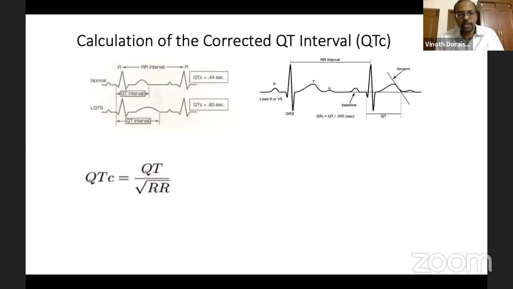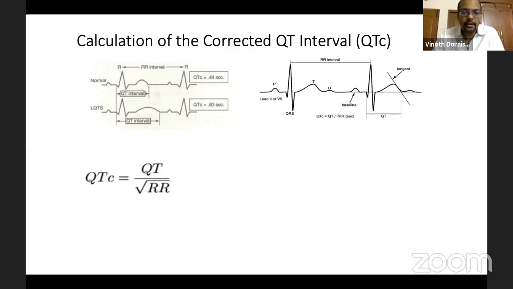Then calculation of the corrected QTc. To calculate the QT interval, you have to measure from the beginning of the QRS complex to the end of the T wave. This is the QT interval. It represents ventricular depolarization and ventricular repolarization combined. This QT interval highly depends on the heart rate. When there is bradycardia, the QT will be prolonged. When there is tachycardia, the QT will shorten.